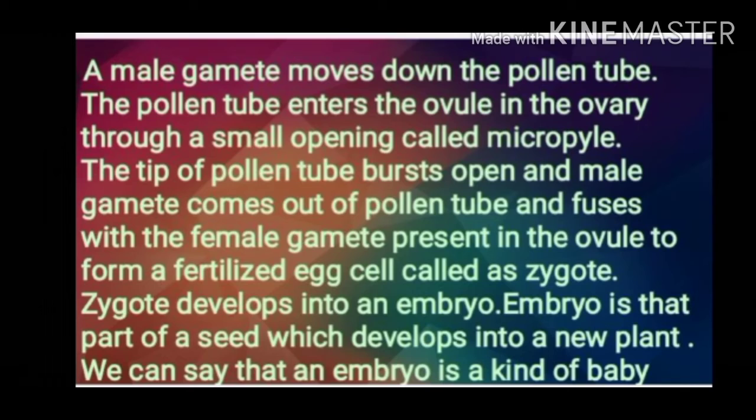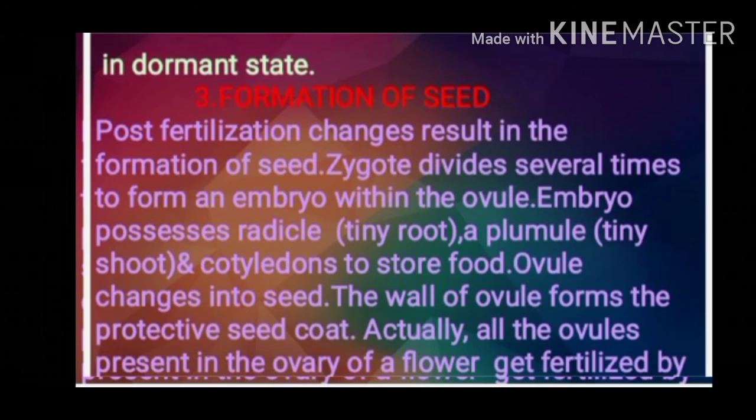The zygote develops into an embryo. An embryo is that part of a seed which develops into a new plant. We can say that an embryo is a kind of baby in a dormant state.